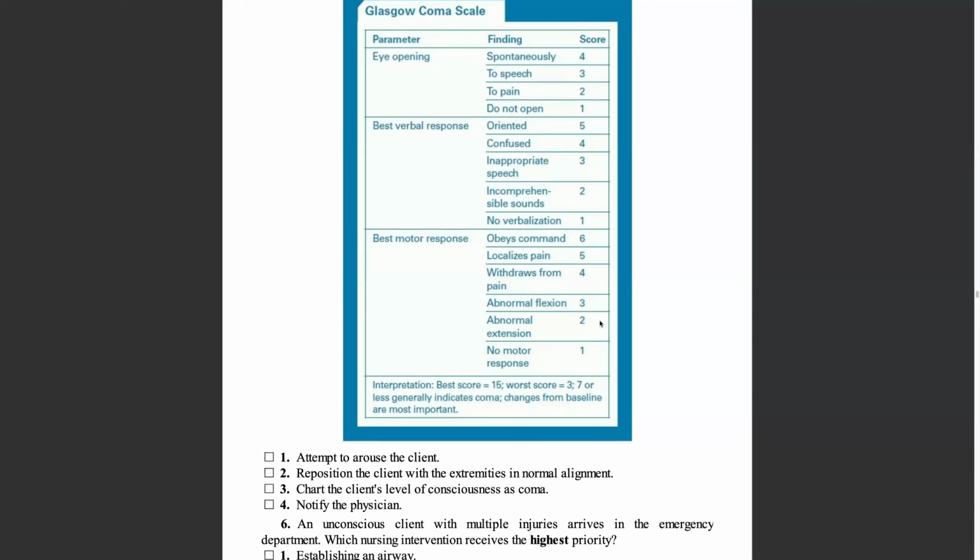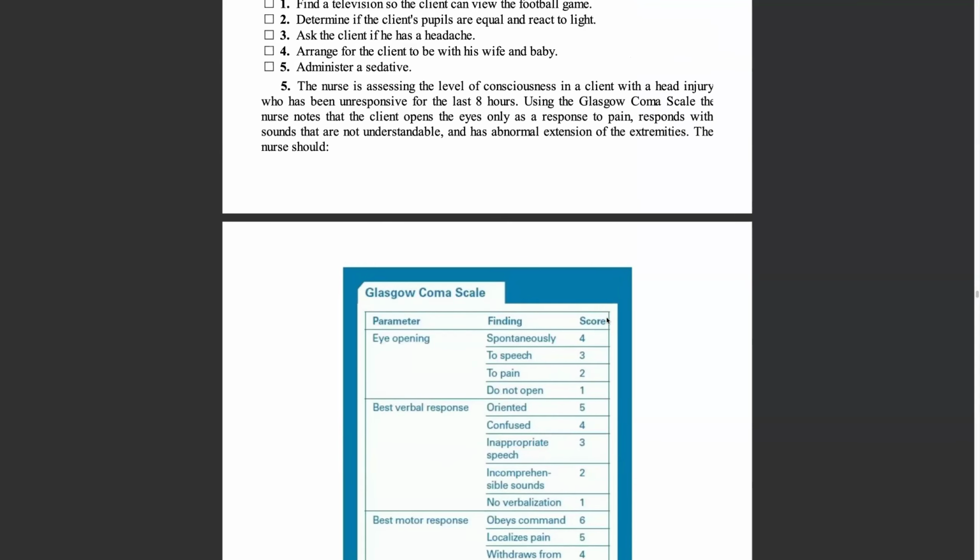Is their neurological status within normal limits? Yes or no? They are in a coma. You've got it. Absolutely. They are in a coma because anything 8 or below is a coma.